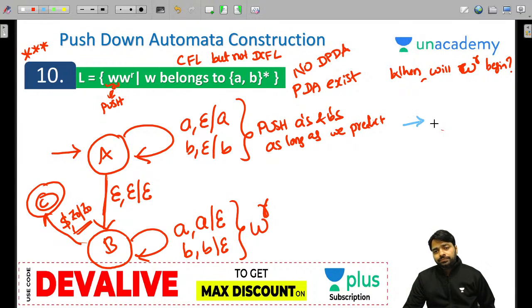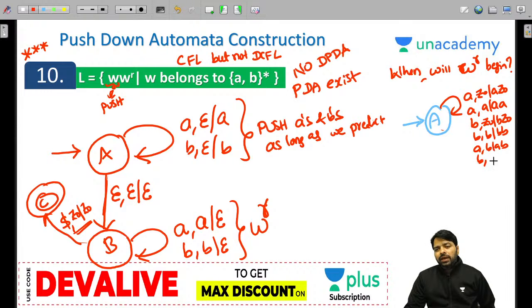Like, I can write very clearly: A comma Z naught, A Z naught; A comma A, double A; B comma Z naught, B Z naught; B comma B, double B; A comma B, A B; B comma A, B A. I push anything I want, but after some time I will change my mind. For some A, if top of the stack is A, I may start popping, or if top of the stack is B, I may start popping. Here double A comma A, B comma B.